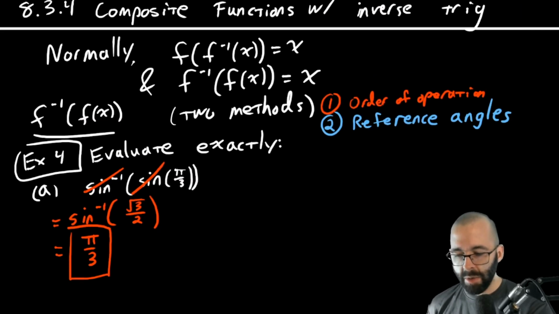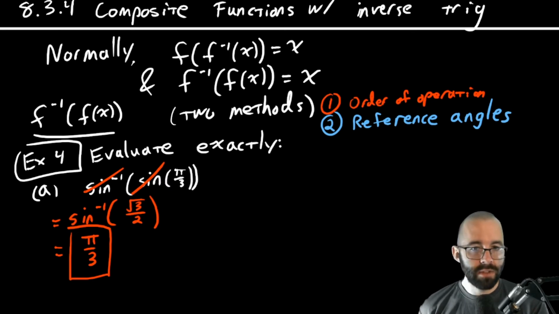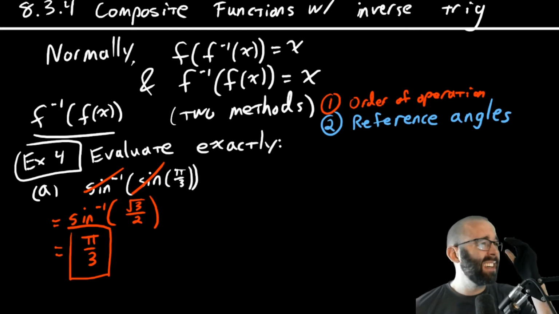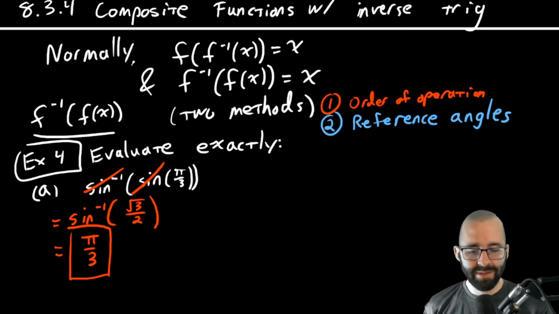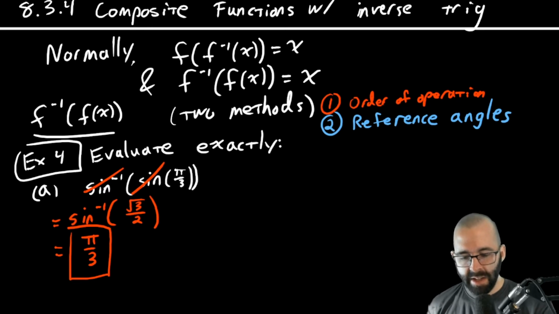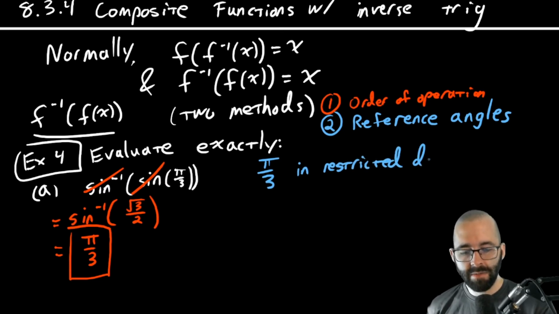All right, let's do it the other way. Reference angles says find the reference angle in that restricted domain, and that's our answer basically. Or not technically reference angles always. Maybe that's a bad way to summarize it. It's useful for memory, but let's look at the other one. The other method says, okay, pi over 3 is in the restricted domain. So we're done.